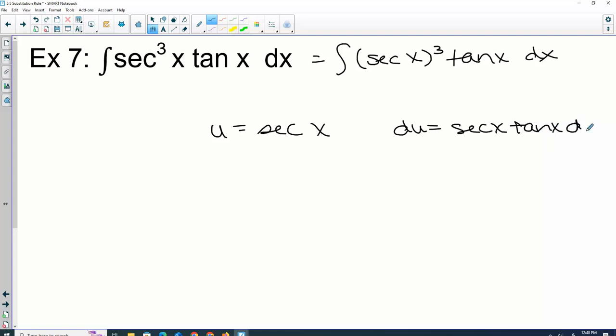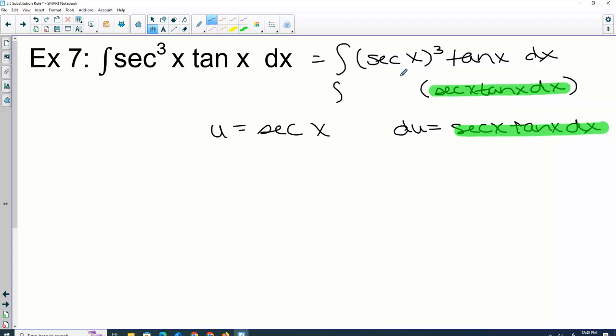Wow. Okay. We have it. Do you guys see it? The du to the third. So we need secant x, oops, I don't know why I put the d right there in the middle of that. Secant x tangent x dx. That part is my d.